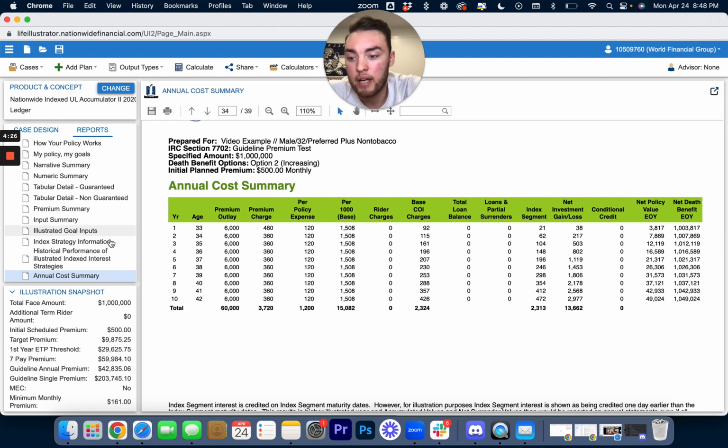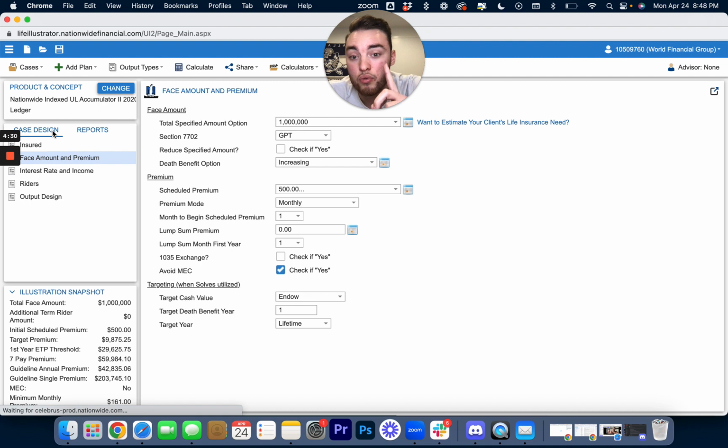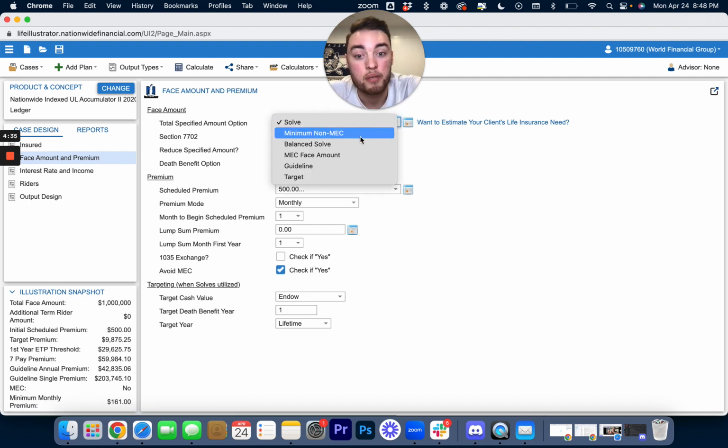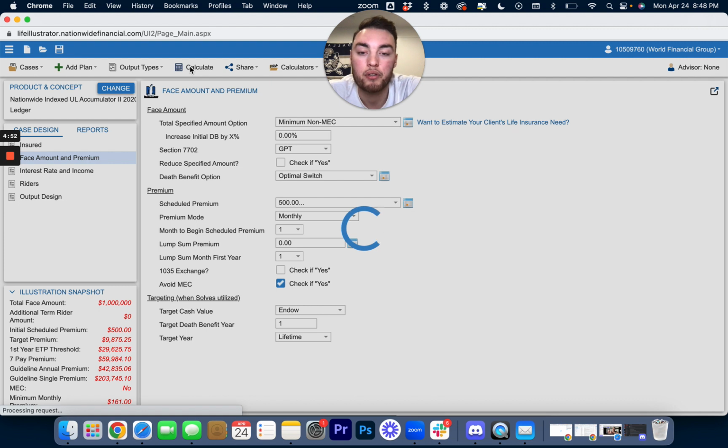So if we go ahead and go to the case design, and we change just one thing: changes to minimum non-MAC death benefit. You always want to make sure it's a minimum non-MAC death benefit, and you want to change this to optimal switch. Now I have tons of other videos explaining why you do that, but in a quick nutshell, it's optimal for the lowest cost of fees and the highest emphasis on cash value.